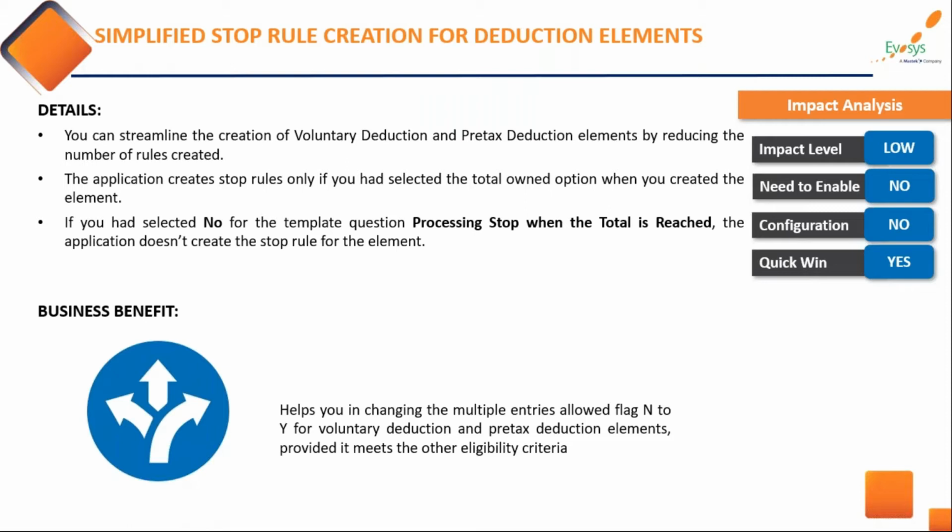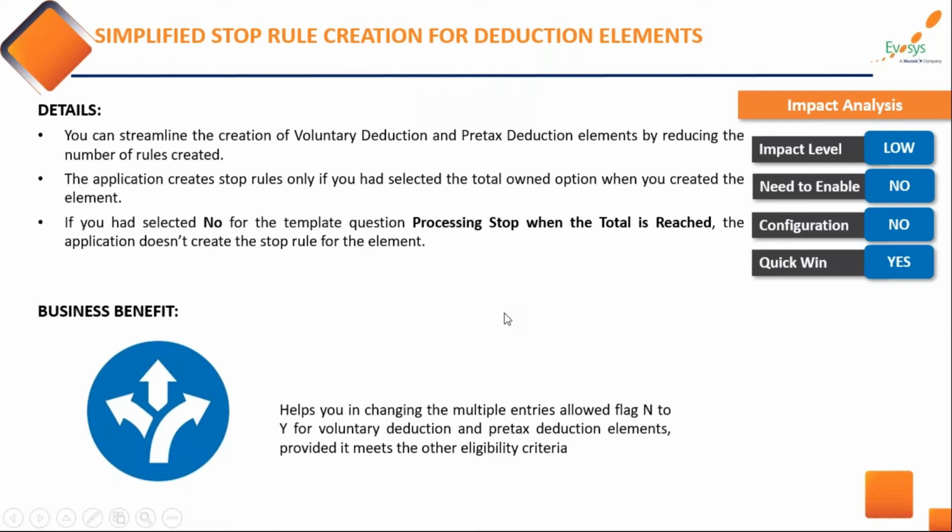This particular rule is created only if we had selected the option of total owed when we create a voluntary deduction or a pre-tax deduction. Similarly, even if we had selected total owed, but we had chosen No for processing stop when the total is reached, even then the stop rule is not created. So there are two criteria based on which the stop rule will be created. One is you should have selected the total owed option when you create the element, and second, you should have chosen Yes for the option called processing stop when the total is reached.